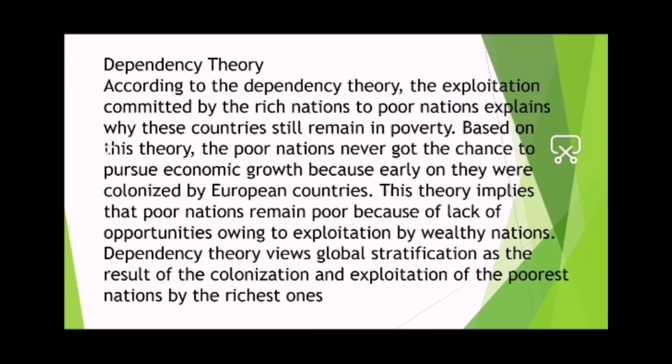Next, dependency theory. According to dependency theory, the exploitation committed by the rich nations to poor nations explains why these countries still remain in poverty. Based on this theory, the poor nations never got a chance to pursue economic growth because early on, they were colonized by European countries. This theory implies that poor nations remain poor because of the lack of opportunities owing to exploitation by wealthy nations. Dependency theory views global stratification as the result of the colonization and exploitation of the poorest nations by the richest ones.